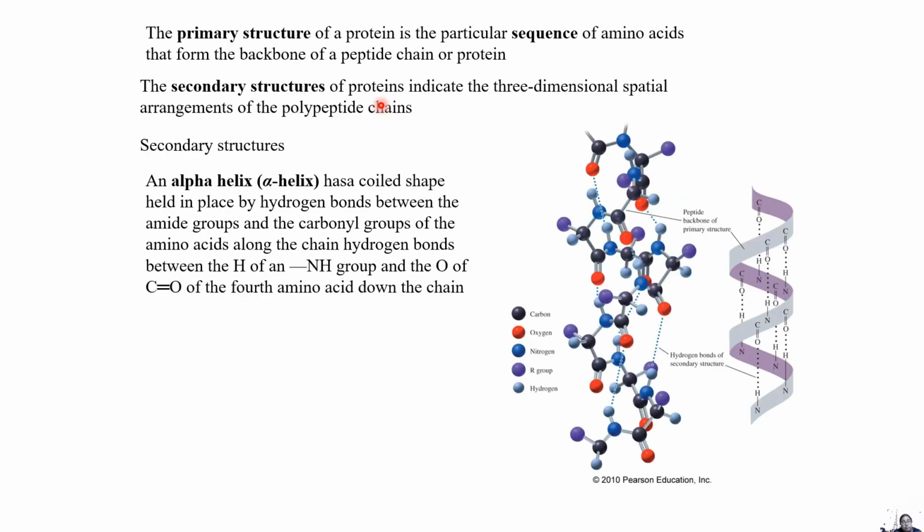Now, the primary structure of a protein is the particular sequence of amino acids that form the backbone of the peptide chain of the protein. The secondary structures of proteins indicate the three-dimensional spatial arrangements of the polypeptide chains. Even though the secondary structure has many forms, turns, loops, etc., we'll discuss the most popular ones. The alpha helix is a coil shape held in place by hydrogen bonds between the amide groups and the carbonyl groups of the amino acids along the chain, that is, hydrogen bonds between the hydrogen atom of an NH group and the oxygen of the C=O of the fourth amino acid down the chain. So that is how the alpha helix is formed.